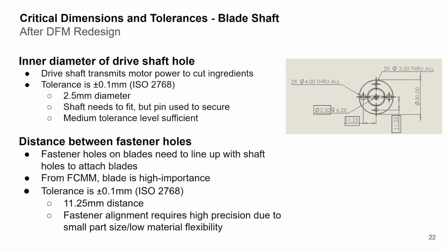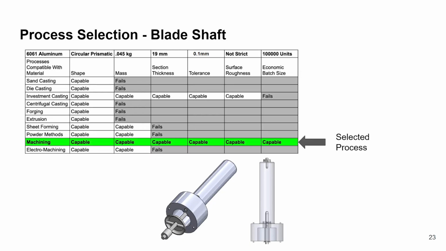Based on the dimensions and the assembly steps that involve the blade shaft, as well as the FCMM, it was determined that the tolerance should be 0.1 millimeters. For the blade shaft using 6061 aluminum, our process selection analysis concluded that machining was the only viable option in order to complete the manufacturing process properly.